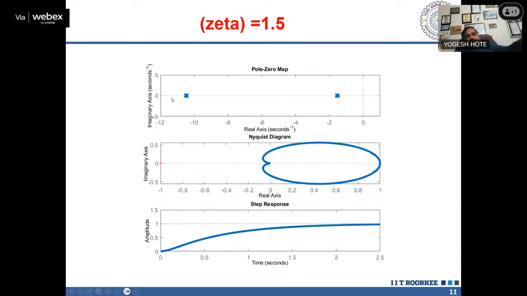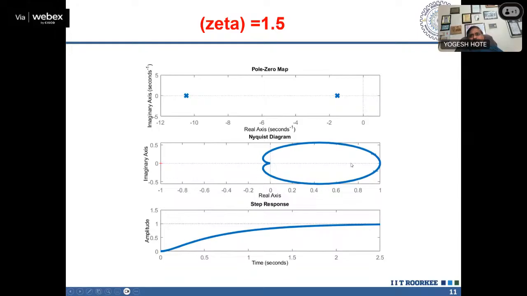Here, in the pole-zero plot, we can easily observe that when zeta is less, poles are near to the imaginary axis. When zeta increases, poles which are complex conjugates move away. When zeta equals 1, they are at one place. And after that, as zeta increases, they are separated. That is the observation. And here, the response becomes slow. Response becomes slow.